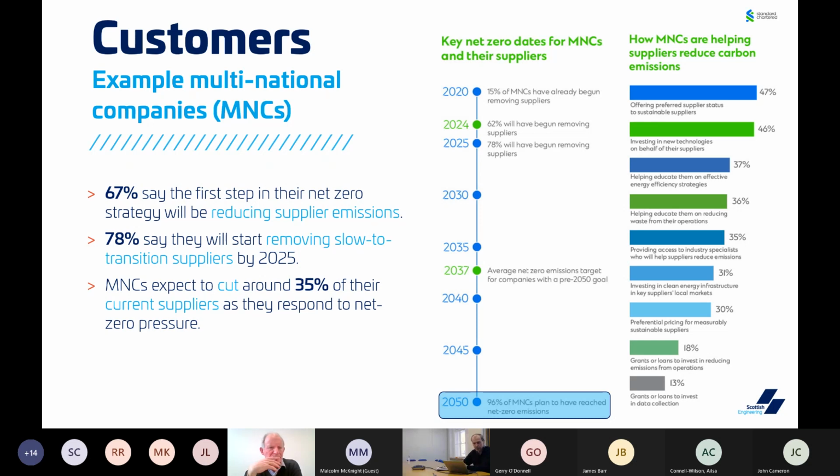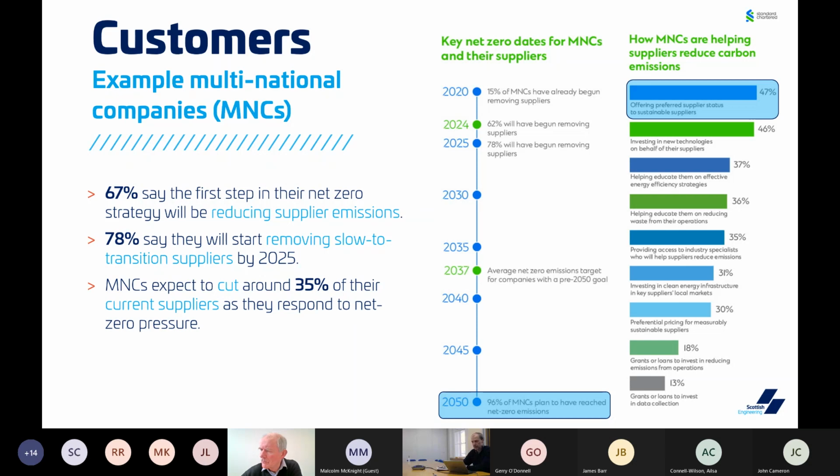So they're putting a strong focus on their suppliers reducing their emissions. And 78% are planning to remove those suppliers which are slow to move. So they are looking for people to take action very quickly, and if you're not, you'll be removed. To that extent, they reckon that they're going to cut 35% of their suppliers. So that's the incentive, from the customer point of view, of why you should move to net zero.